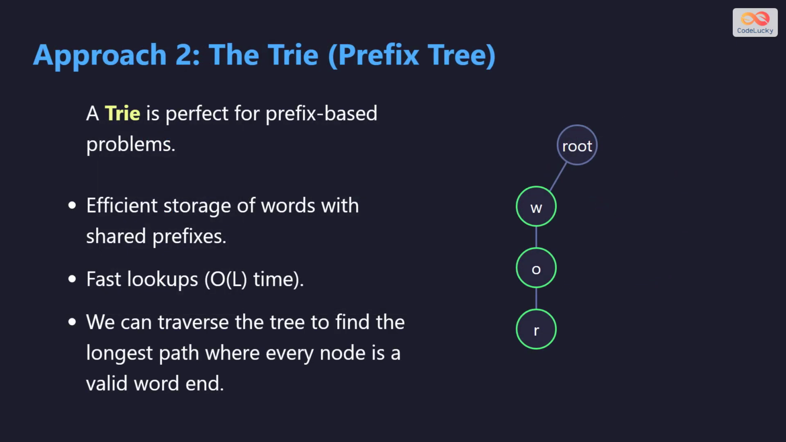Now for the more advanced approach, the trie or prefix tree. This data structure is specifically designed for string problems involving prefixes. It allows us to store the dictionary efficiently, where shared prefixes like w and o are stored as common nodes, saving space and speeding up lookups.